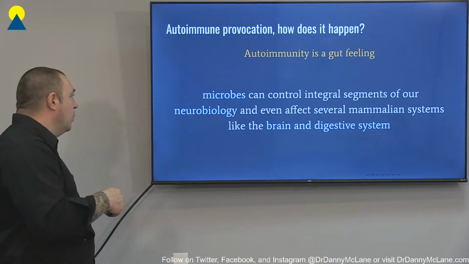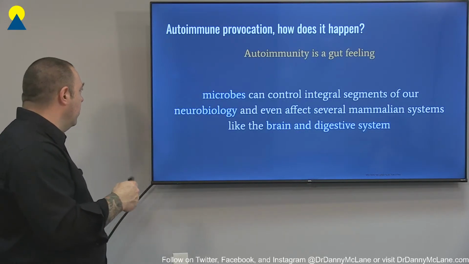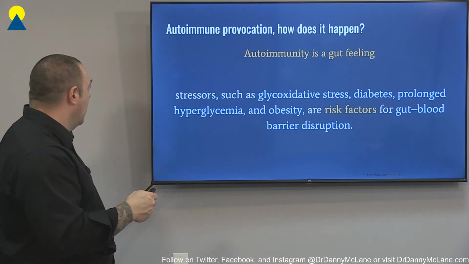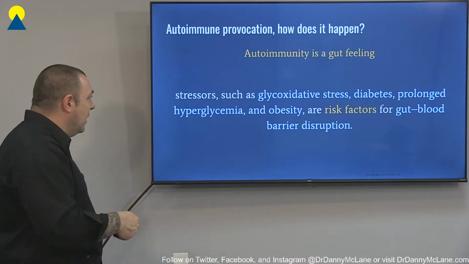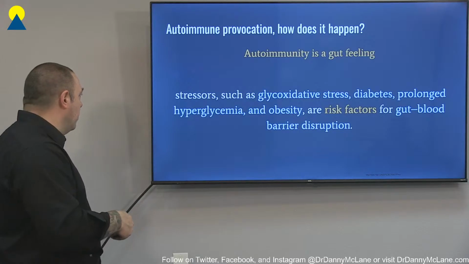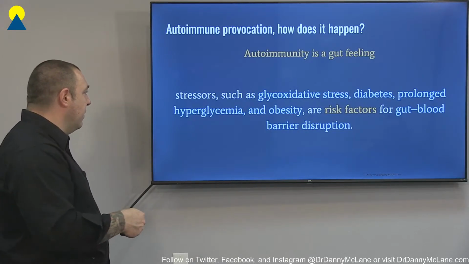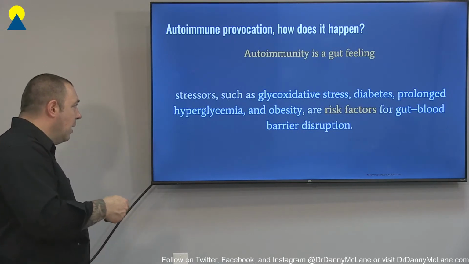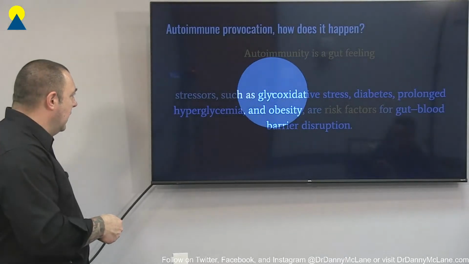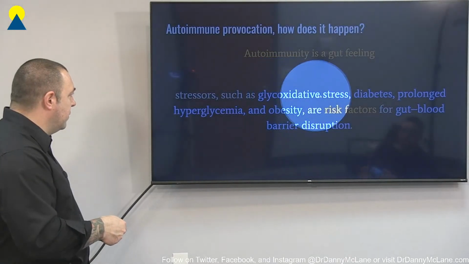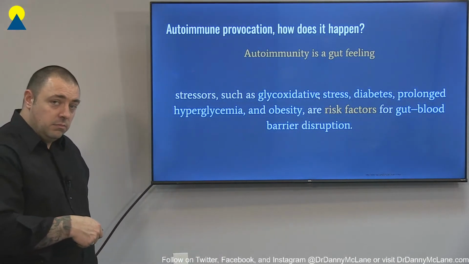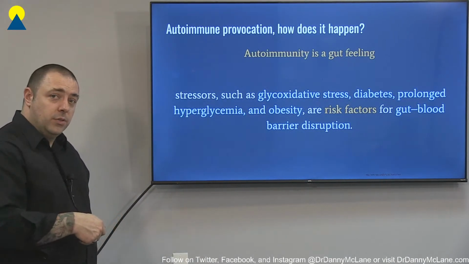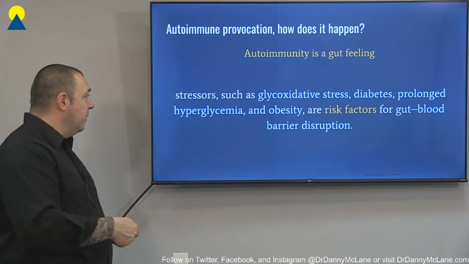Microbes can control integral segments of our neurobiology. Okay, there we go. So stressors such as glycooxidative stress, diabetes, prolonged hyperglycemia, and obesity are risk factors for gut-blood barrier disruption. What do you think this right here is? Glycooxidative stress. Glyco meaning sugar, oxidative meaning damage, cell damage. So those are your pro-oxidants, your inflammatory components.